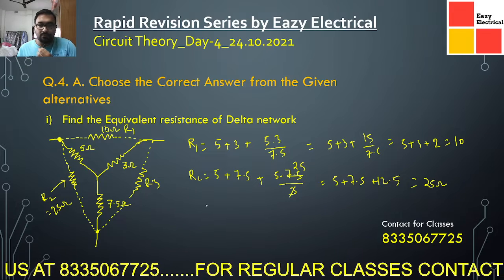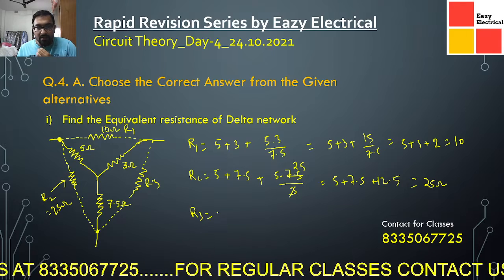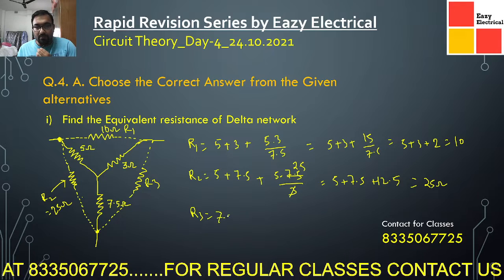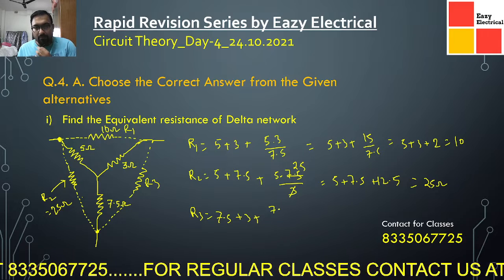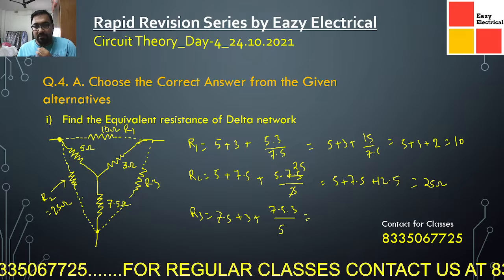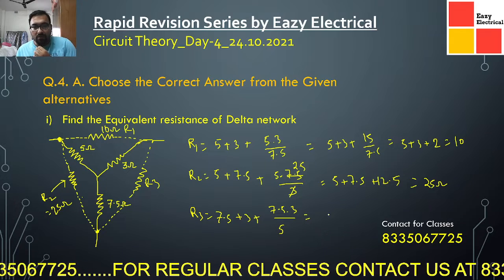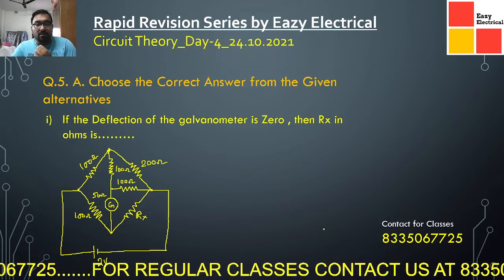And what is this value? This value I will not be doing. I'm just giving you the result: 7.5 plus 3 plus 7.5 into 3 divided by your 5 ohm resistance. Just write down in the comment box whatever the resistance value is coming up in this solution. Okay, now coming to the next question.